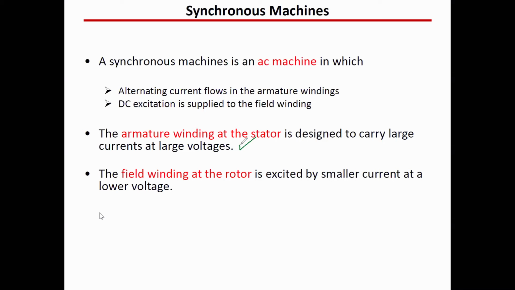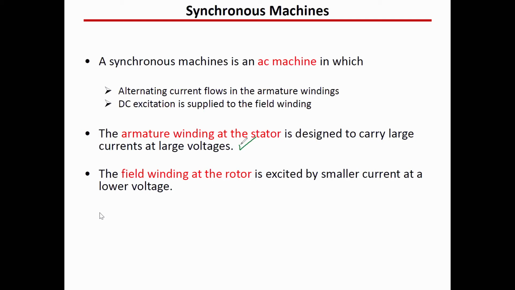And this is important. Why? Because the winding is carrying a large current and large voltage, and because usually we design AC machines to be three-phase. So how do we design a three-phase machine? Try to remember. If we want the machine to generate three phases, how many windings do we use inside the machine? 1 or 3? 3. So the armature windings will be 3 instead of 1.